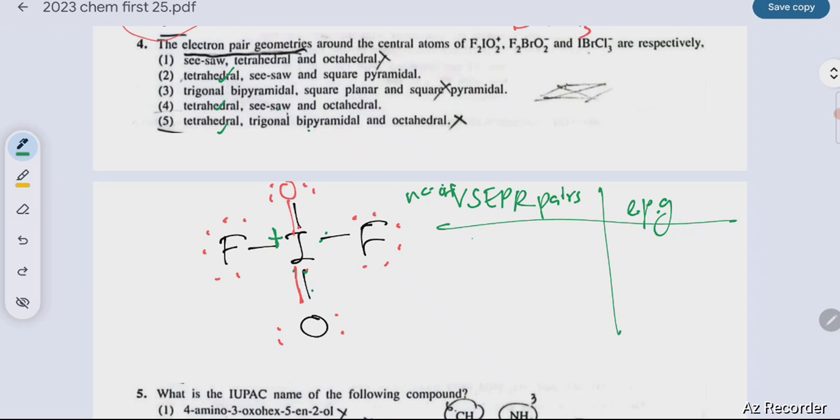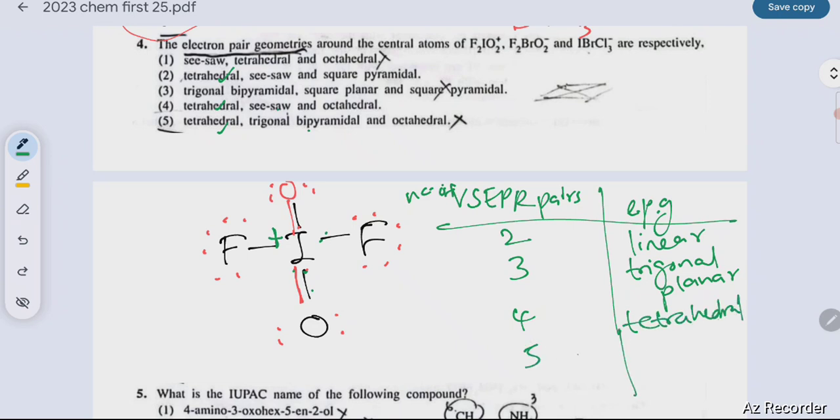right? If there are 2, then the electron pair geometry is linear. 3, trigonal planar. 4, tetrahedral. 5, trigonal bipyramidal. 6, octahedral. Right? So seesaw, it is a shape.